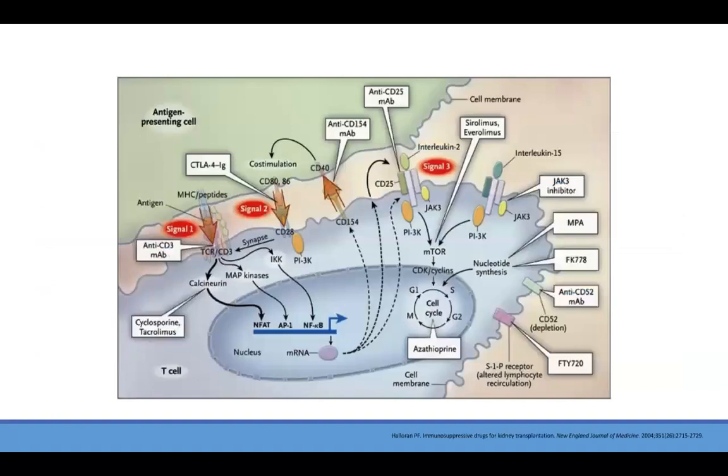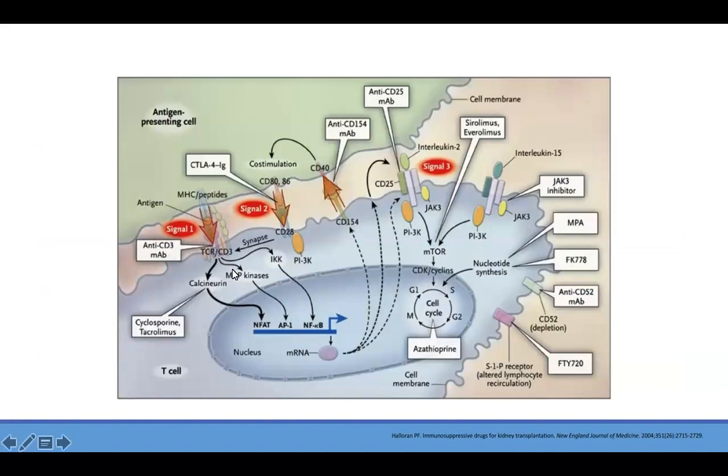So this is a nice picture that, I know it's kind of busy, but it summarizes where a lot of our agents work within our T cells. So if you can see cyclosporin and tacrolimus, which work in the T cells, and they inhibit calcineurin, which you can see listed here. And circle it for you here.